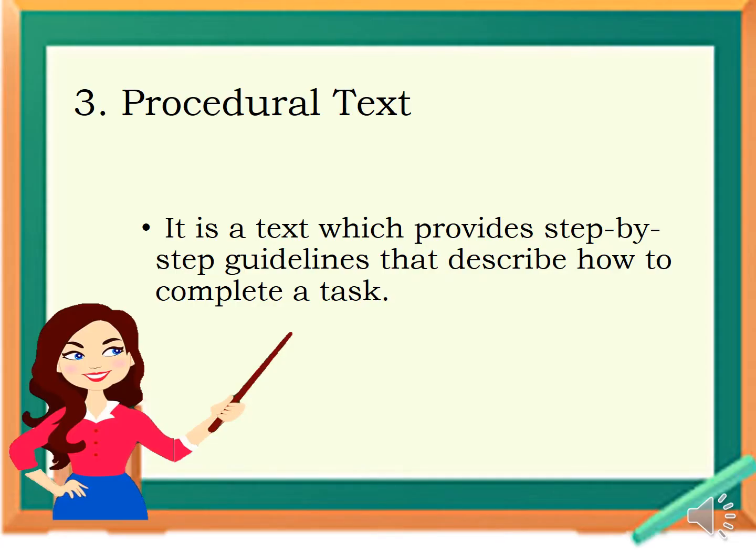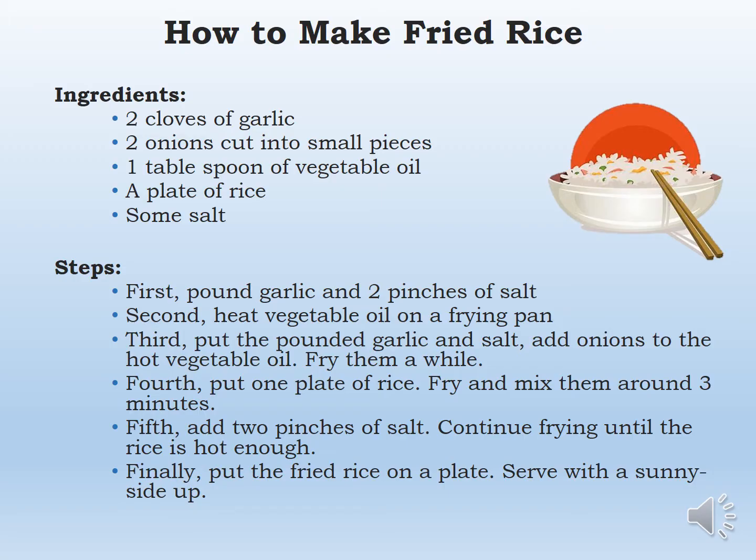The third type of informational text is the procedural text. It is a text which provides step-by-step guidelines that describe how to complete a task. Example, how to make fried rice. We have here the ingredients and the steps on how to make fried rice.